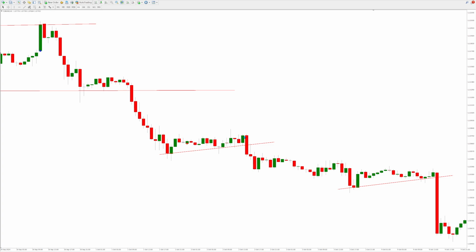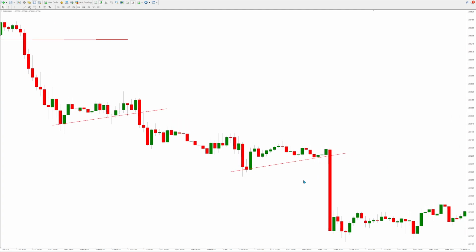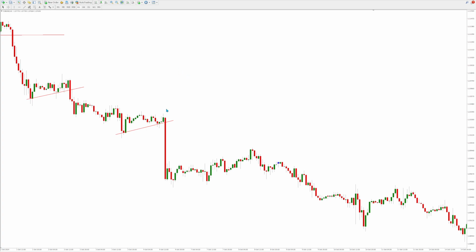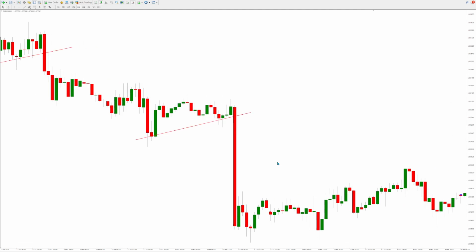I would have waited for this pullback to complete, the level of support to form, and then a nice breakout below. You can see that support then becomes resistance here, and price continues to move down. Okay, another entry there on the breakout, no common gaps in sight. It's a common gap there.